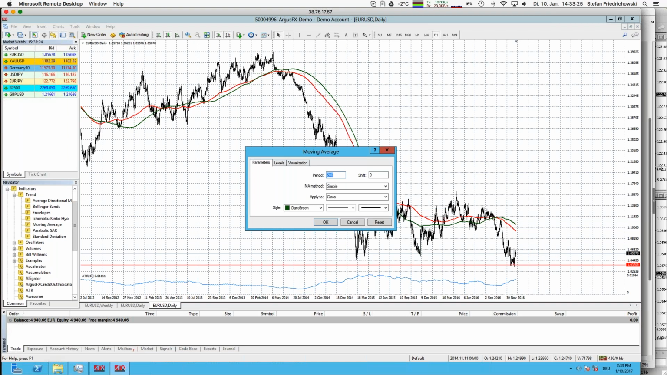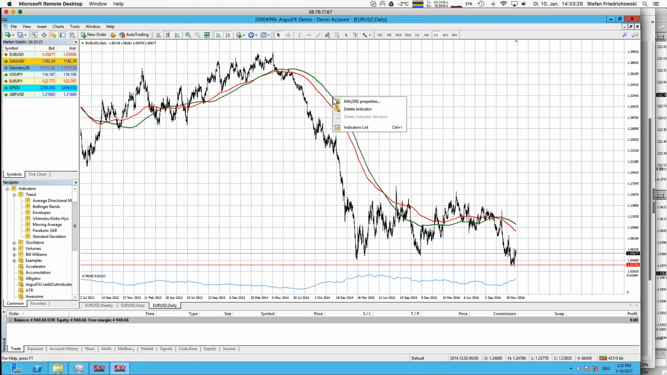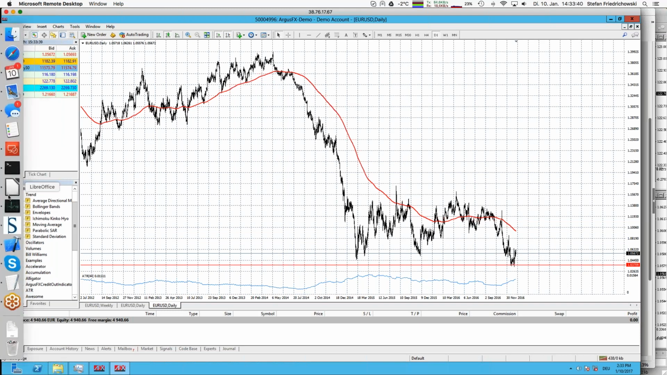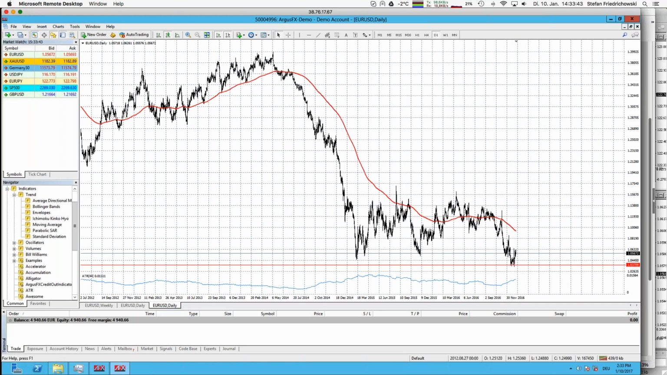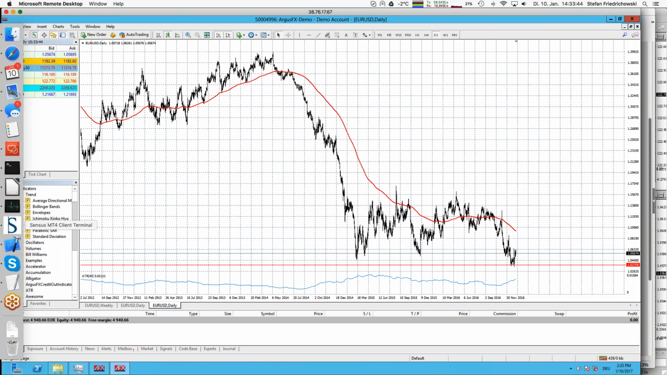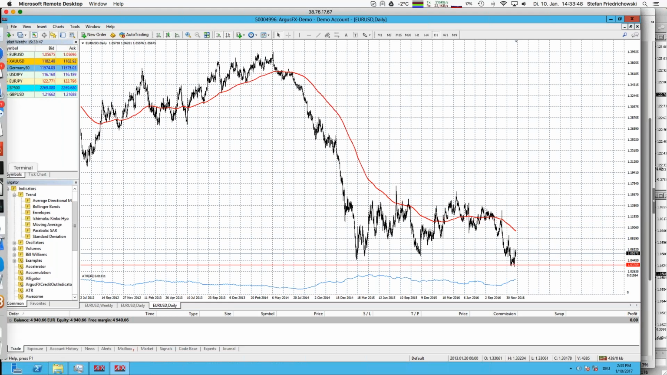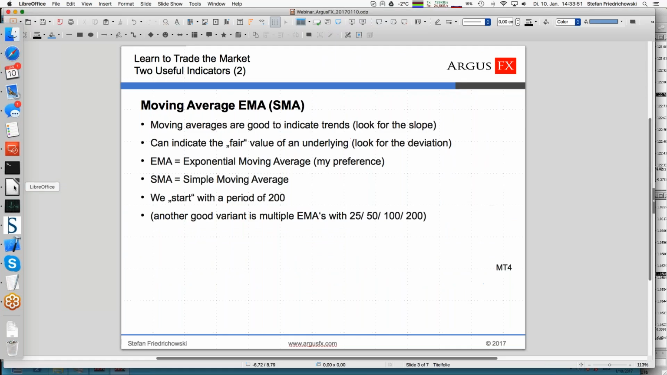But let me remove the green once again, delete indicator, and now we have this indicator EMA 200 within our chart. Very good. So you will later see exactly how we use the two indicators, ATR and EMA. Both are useful in order to build your own trading decisions.